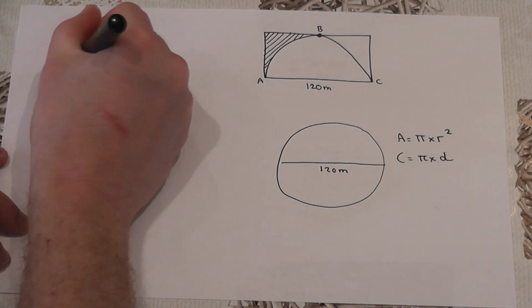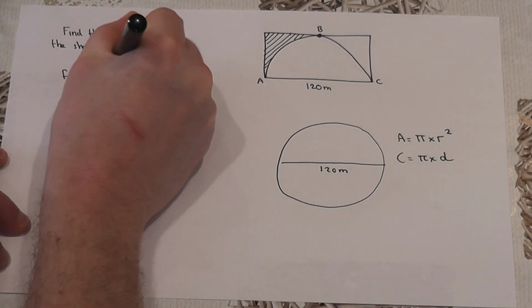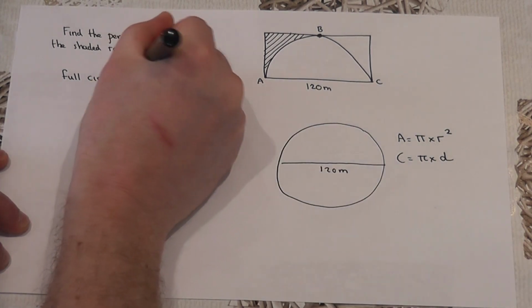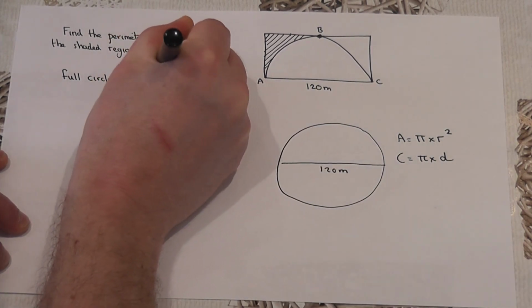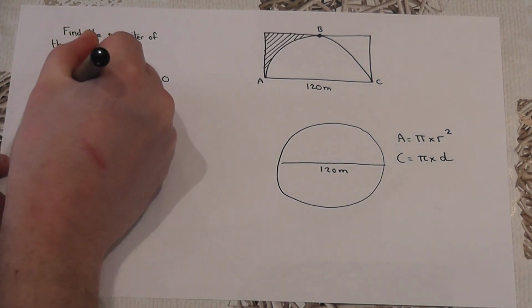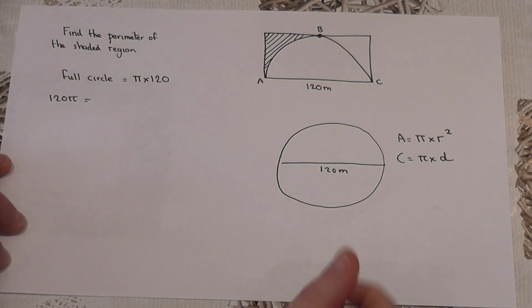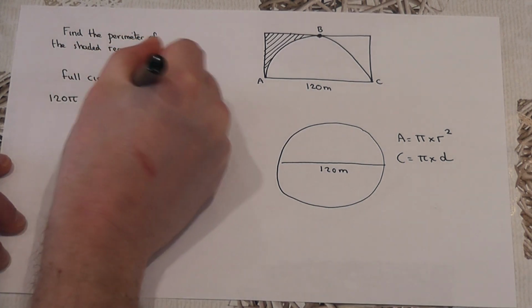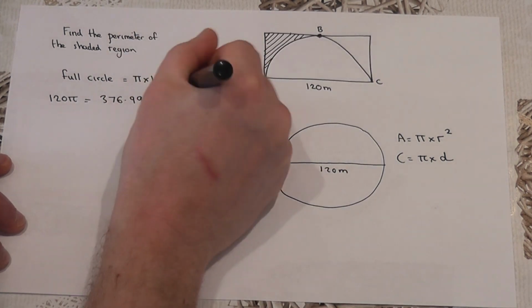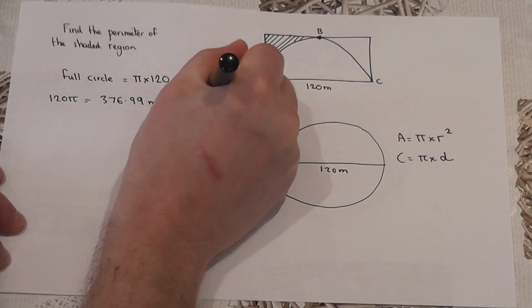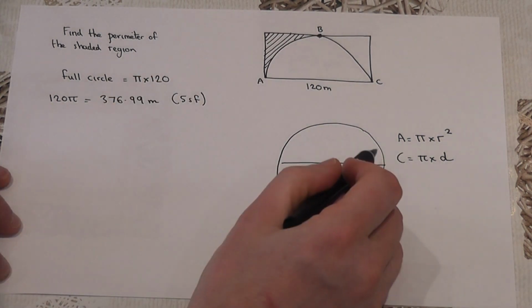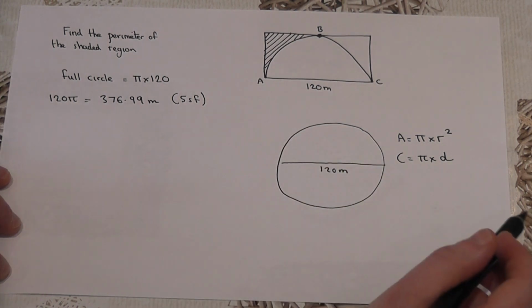So the full circle, which I always advise you to draw out and to visualise, in this case will be pi times 120. Now on a non-calculator paper, you might write down 120 pi, which if you work out is 376.99, in this case metres, to 5 SF. So that's the distance or the length around the circle.